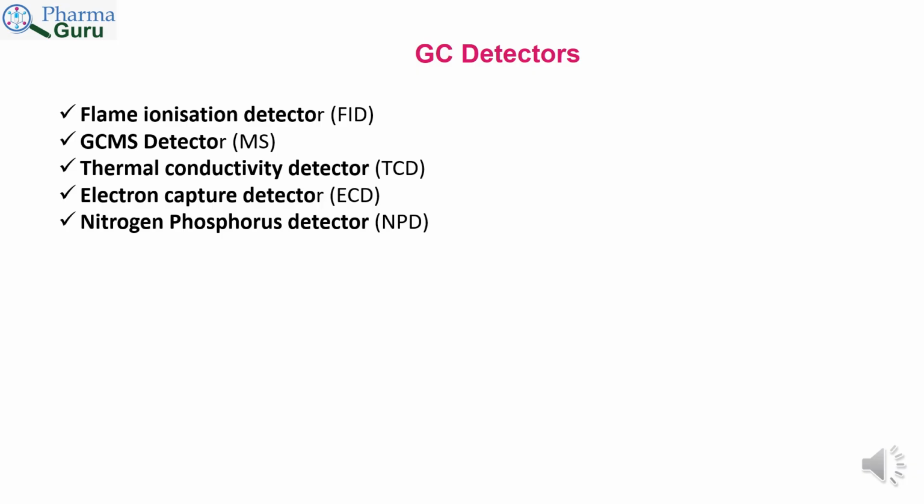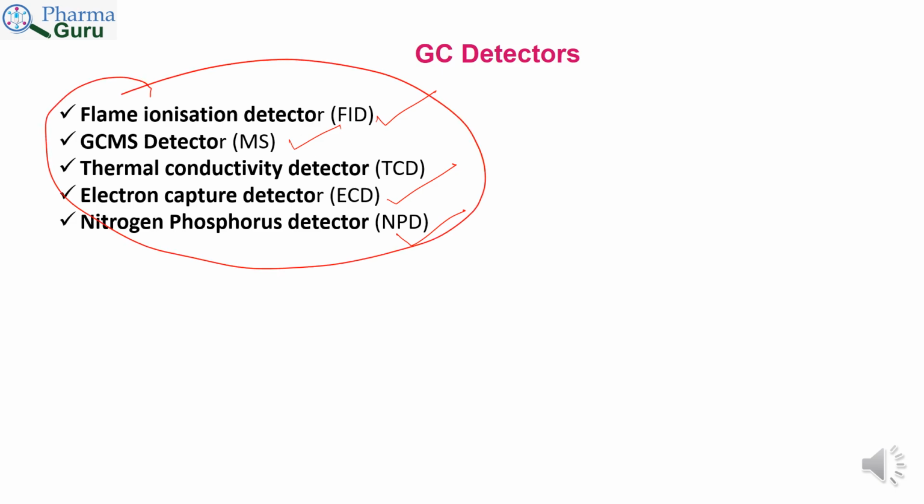Now I am going to discuss GC detectors. The following detectors are widely used in the industries: flame ionization detector or FID detector, GCMS detector or MS detector, thermal conductivity detector or TCD detector, electron capturing detector or ECD detector, nitrogen phosphorus detector or NPD detector. Out of these detectors, FID detector is widely used in the industries. Now question comes, why? I am going to discuss in next slide.